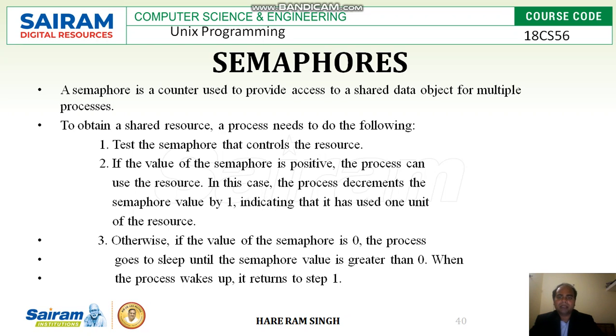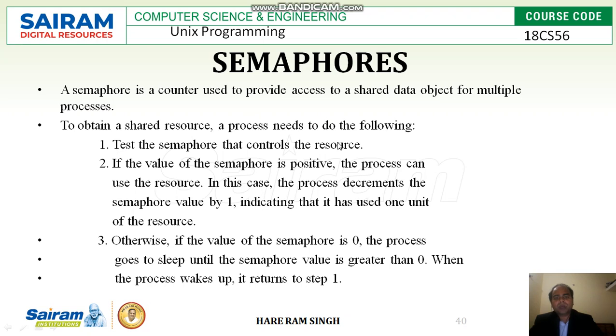So how does it handle the semaphore? It follows some steps. Let us see those steps. To obtain a shared resource, a process needs to do the following. First, test the semaphore that controls the resource. So the process will first contact the semaphore. What is the value of the semaphore? As I said, a semaphore is an integer value which acts as a counter for the resource.